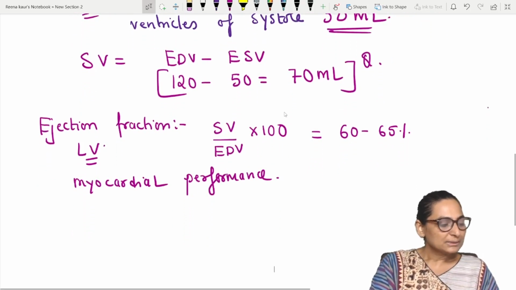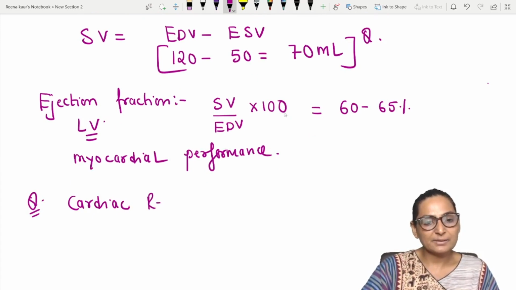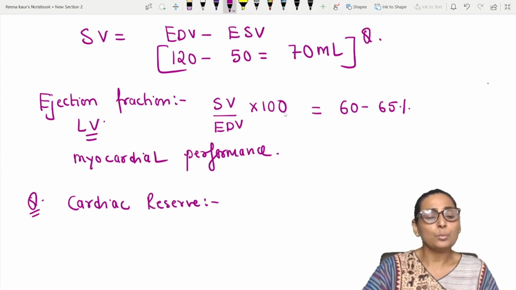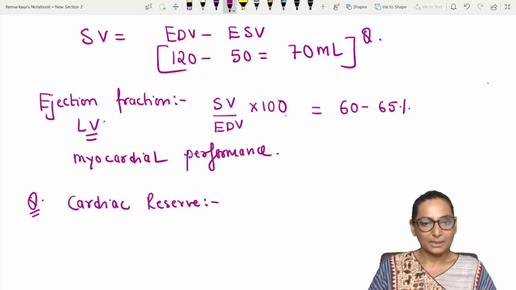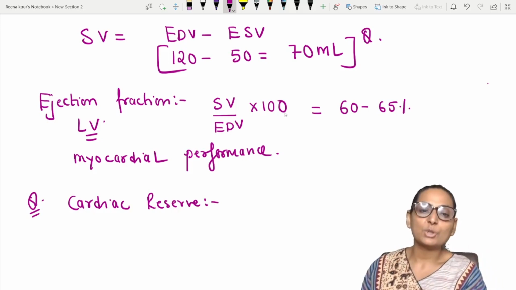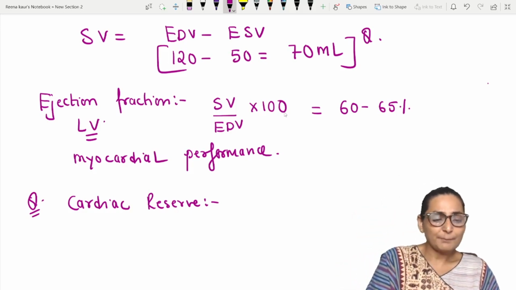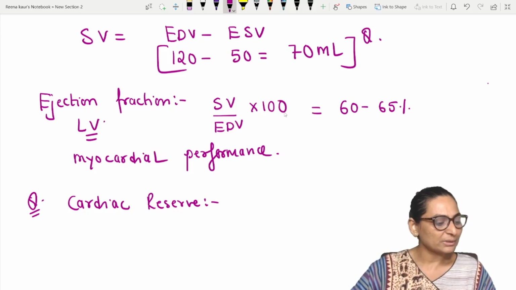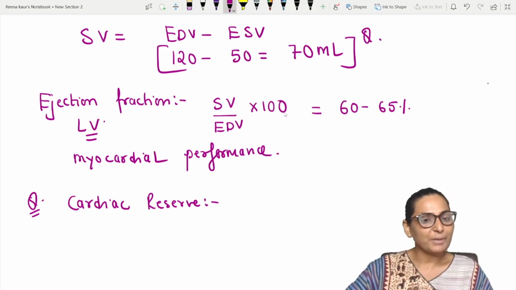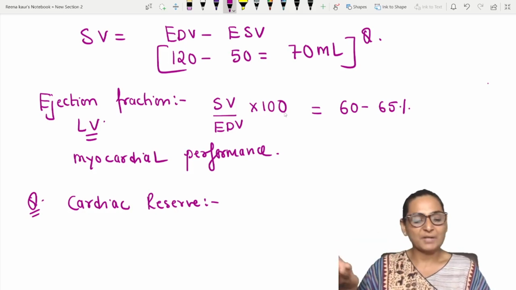Okay? Now the next very important thing, again a very important 2-mark BAQ, which we call cardiac reserve. What is this cardiac reserve? Cardiac index is where you standardize the value of the cardiac output in terms of body weight, in terms of the body surface area. Now यहाँ पर cardiac reserve का जो definition होता है, it is the amount of blood volume which can be pumped by each ventricle in excess of cardiac output.